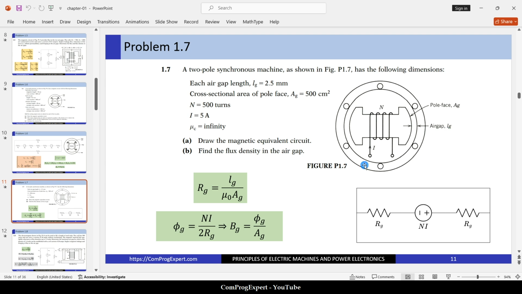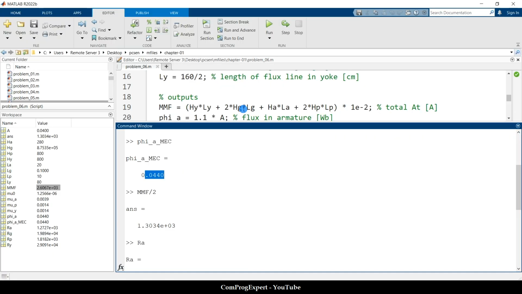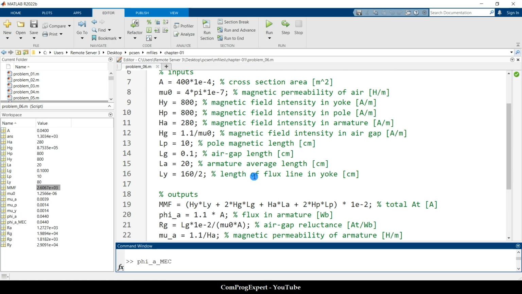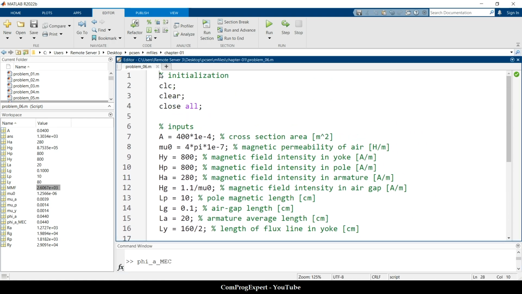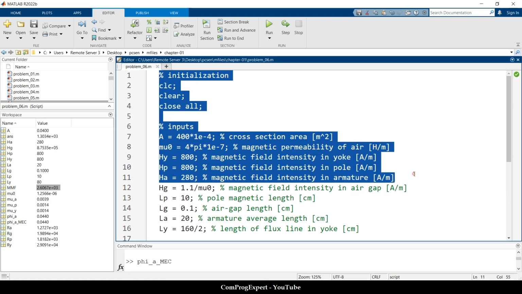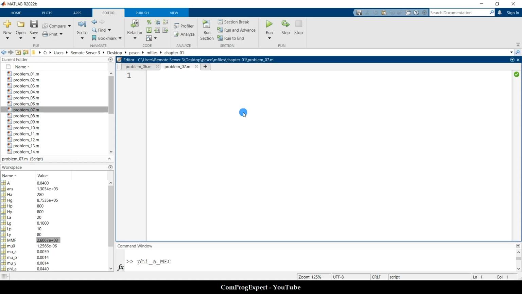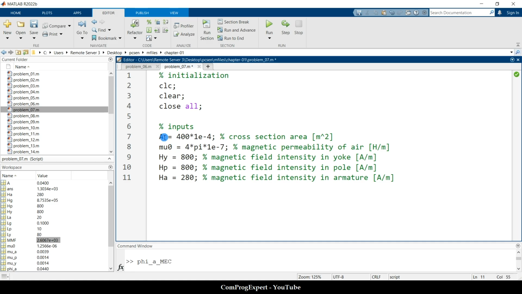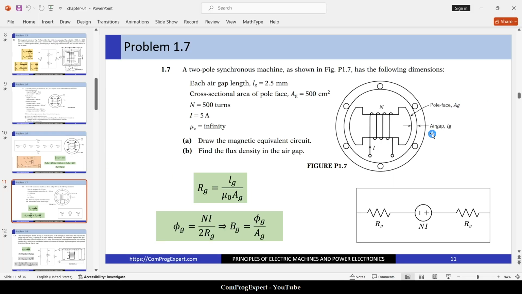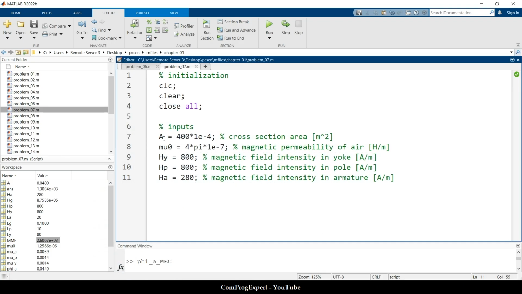We have the pole face and the air gap length. So let's write the MATLAB code for this problem. I can copy this for problem 7. We can write the area of the gap is equal to 500. This is the area of the gap. 500 is the pole face area.